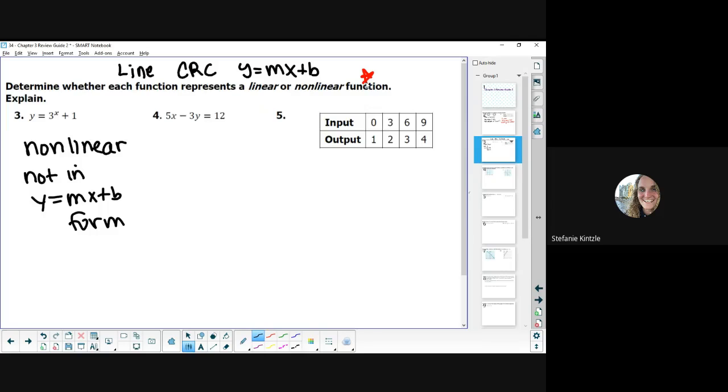Now the next one is not in y equals mx plus b form yet, but can I put it in y equals mx plus b form? Yeah, and how do I know? Because there's just an x here. That makes it linear. It's not x squared, it's not x in the denominator, it's not x in the exponent. It's just x. So if I solved for y, it would be in y equals mx plus b form. So this one is linear because it's in y equals mx plus b form.